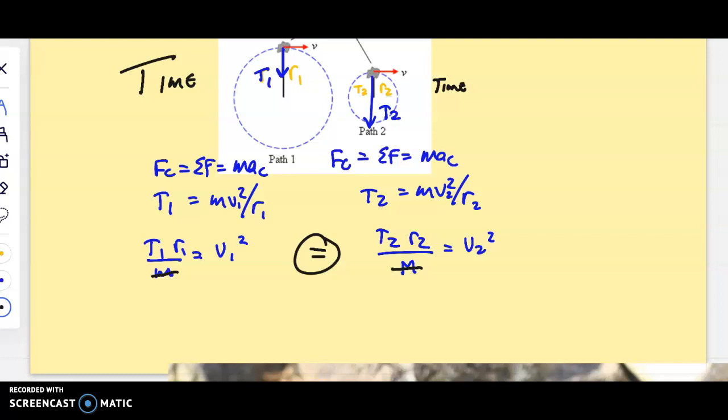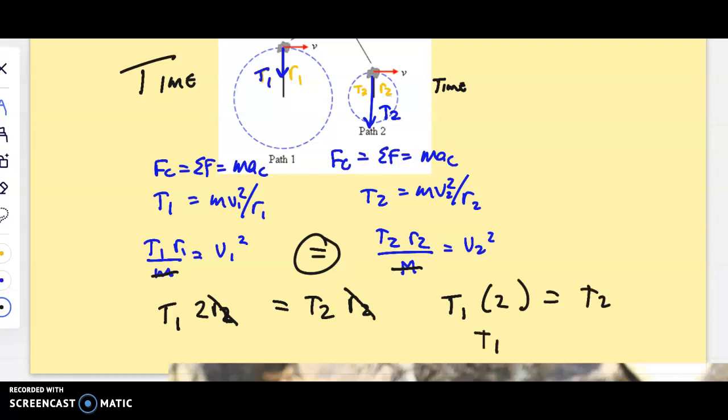It said that the radius 1 is twice the radius 2, so how about I go T1 R1 equals T2 R2. Now those R2s will cancel out, and you can see what I've shown. I've shown that T1 times 2 is equal to T2. So T1 is only half of what T2 is. So yeah, I don't want to say I told you so, but I did tell you so that the T1 is less, it's easier to go around that bigger circle in the same amount of time. I hope you got that same answer.